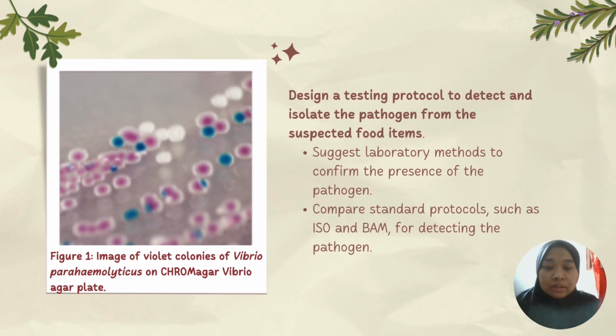So next, we will explain how to design a testing protocol in order to detect and isolate the pathogen, which is Vibrio Parahaemolyticus, from the suspected food items such as boy cockles. We will suggest laboratory methods to confirm the presence of the pathogen, and also compare the standard protocols such as ISO and BAM for detecting the pathogen. This is an example image of violet colonies of Vibrio Parahaemolyticus on a chrome agar Vibrio agar plate.